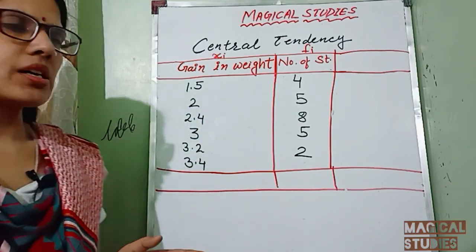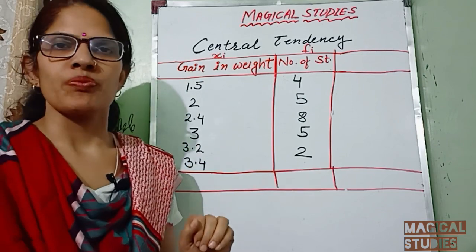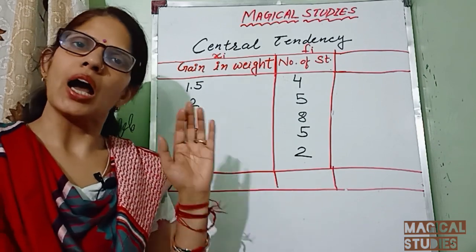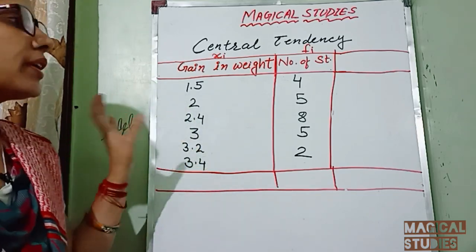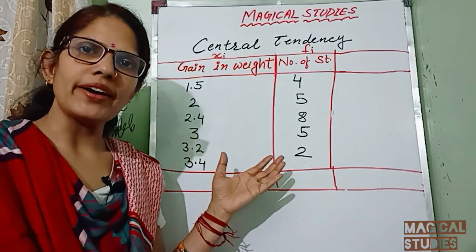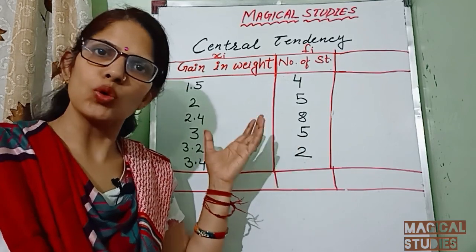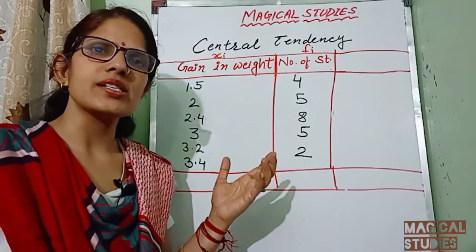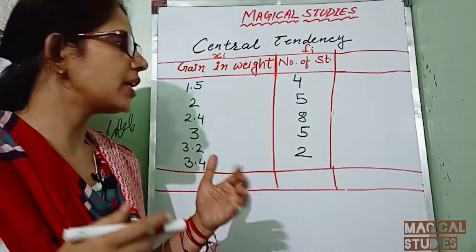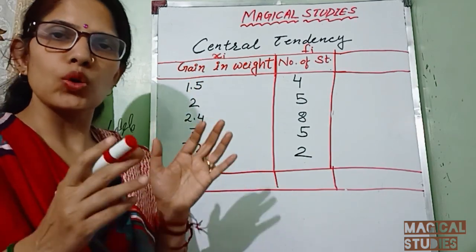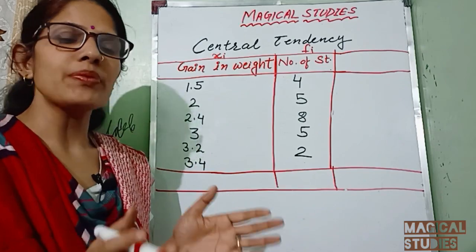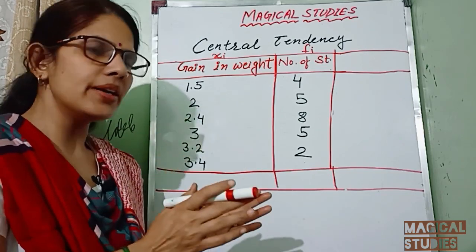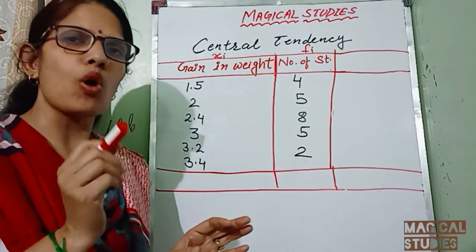Last time we discussed the central tendency of ungrouped data. But today we will discuss grouped data. In this case, we will find the mean of the grouped data. Let us understand what is meant by grouped data. Grouped data is large data. When we have large data, we should divide it into small groups.